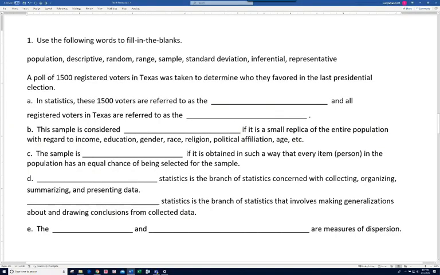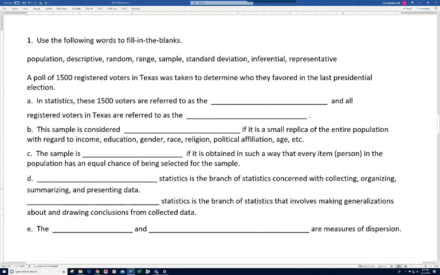This is the second video for the exam 4 review. So we're going to be reviewing statistics now. And number 1, it says use the following words to fill in the blanks. And we've got several words here that deal with statistics. And so we're going to fill in the blanks.